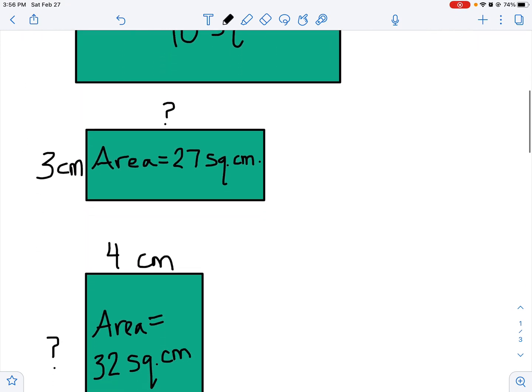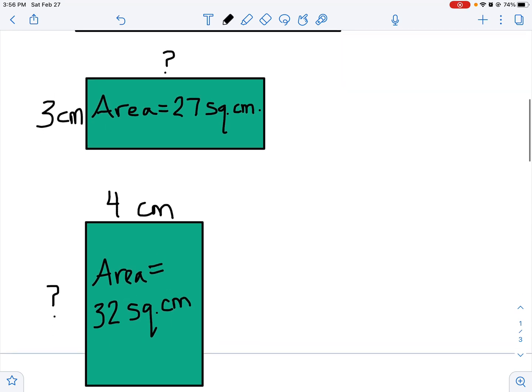But what happens when we have a missing side length? Uh-oh. We did take a look at this last week, so let's review. We know one side is 3 centimeters, right? And we know in this case that the area is 27 square centimeters. We just don't know how long this side length is.